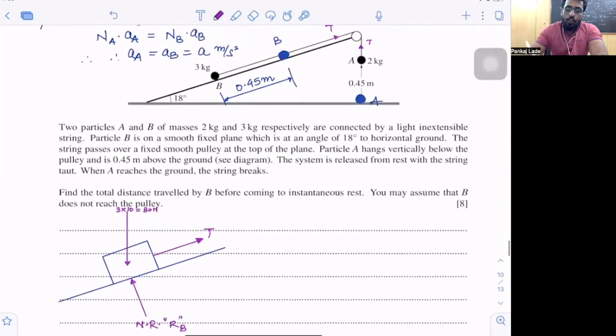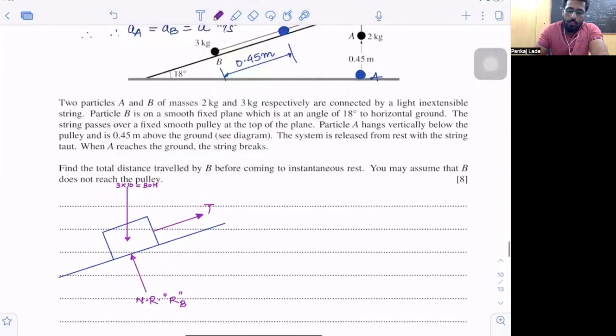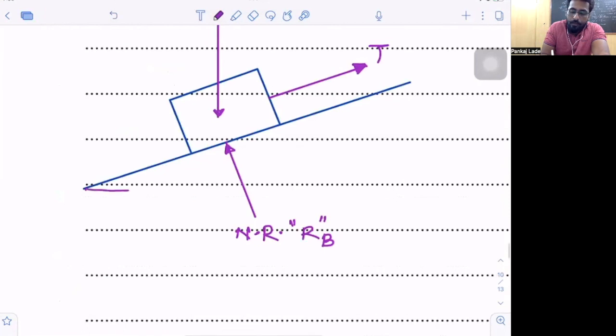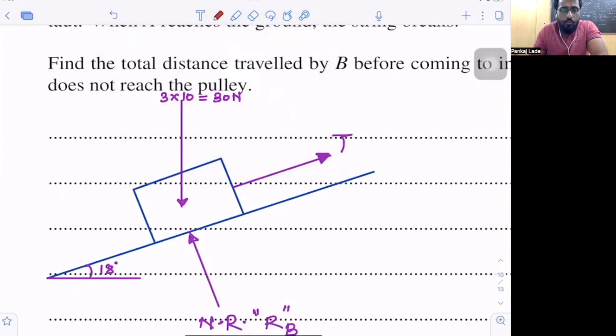So you can now resolve the forces. Students, you can resolve the forces. You know that the inclination is 18 degrees over here. This horizontal line you can draw, and this angle is given to you, 18 degrees. So I'm going to resolve the 30 Newton force. One component will be along the plane like this. One component is along the plane.